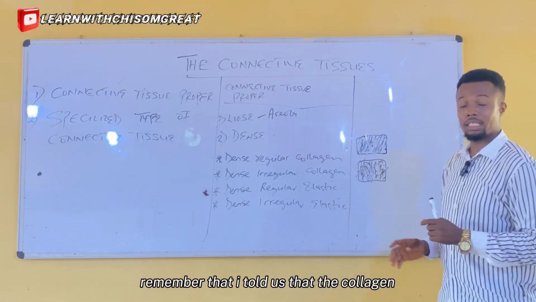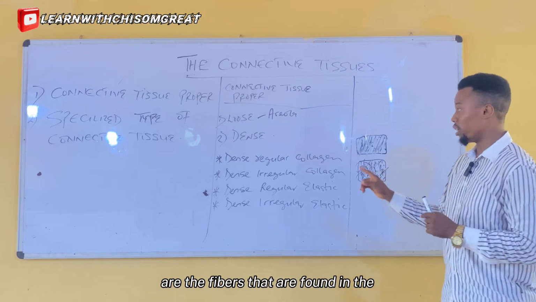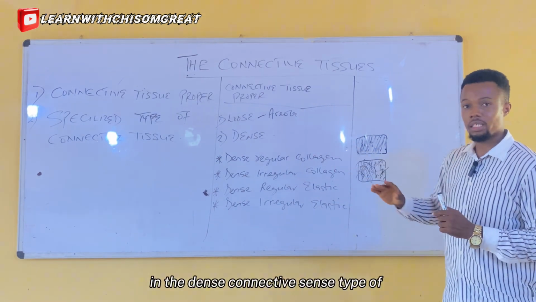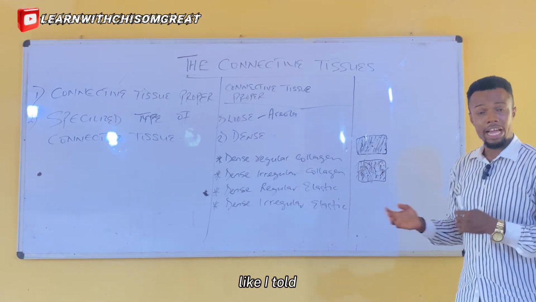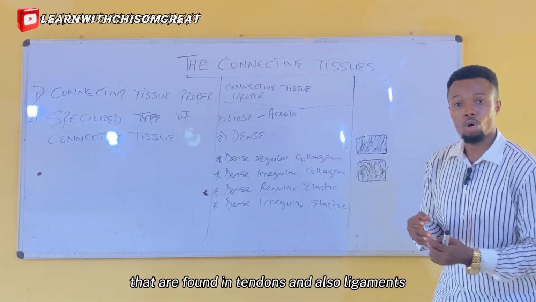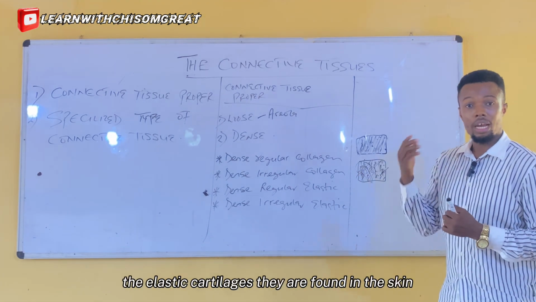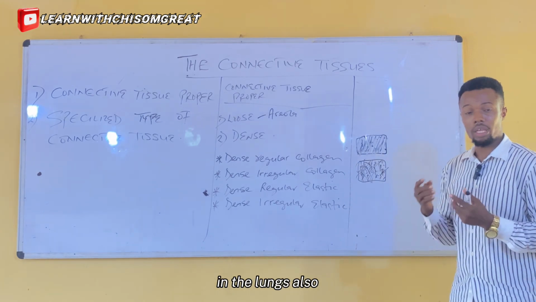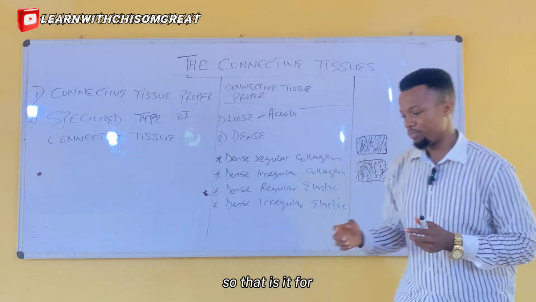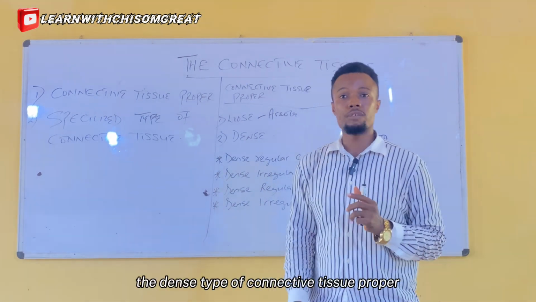So before we move to the specialized type of connective tissue, remember that I told us that the collagen and the elastic fibers are the fibers that are found in the dense type of connective tissue proper. And the collagen, like I told us, are found in tendons and also ligaments, while the elastic fibers are found in the elastic cartilages, in the skin also, and in the lungs also. So that is it for the dense type of connective tissue proper.